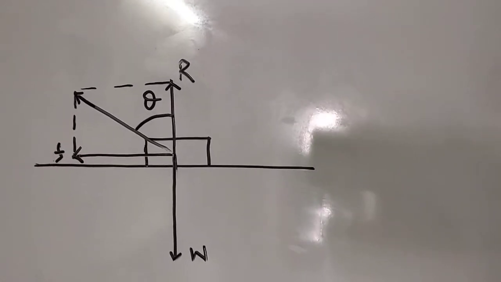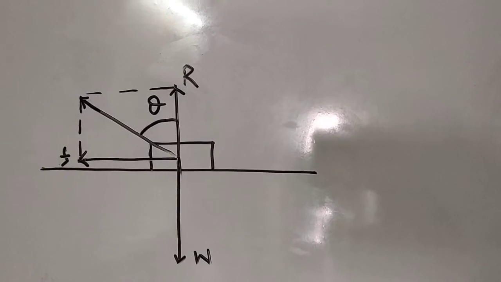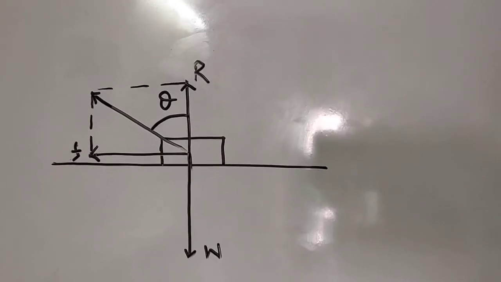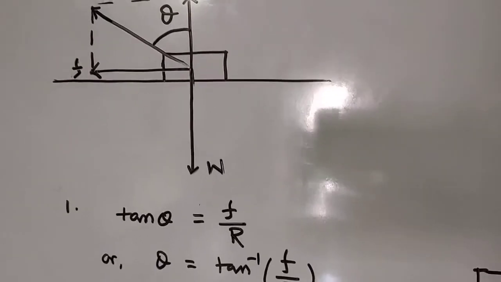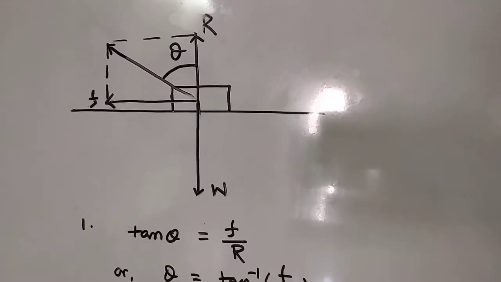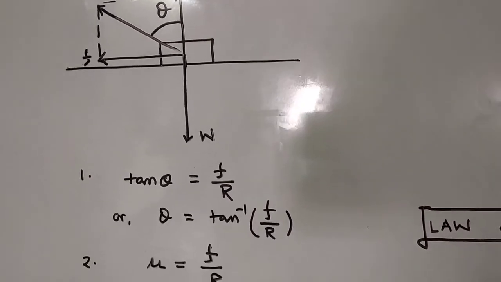Now if you have to define tan theta, you have to consider perpendicular by base. So if the magnitude part, consider F by R. Tan theta equal to F by R, or theta equal to tan inverse of F by R.